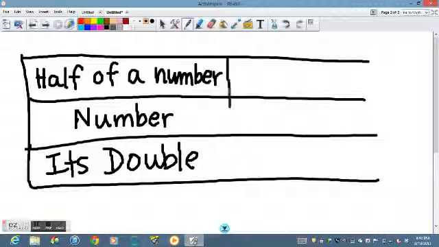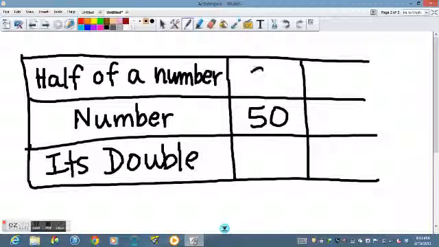Alright, so let's say that our number is 50. Okay, can we figure out what half of 50 is? Well, half of 50 is going to be 25. And can we figure out what its double is? In other words, what is 50 if you double it? Well, that'll be 50 plus 50 more, or 100. Okay, twice as much.